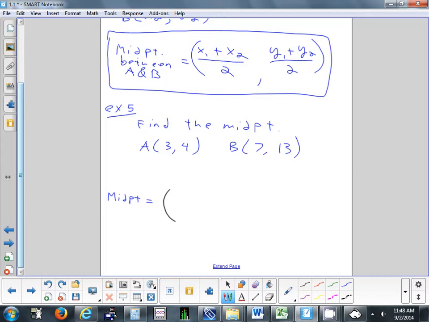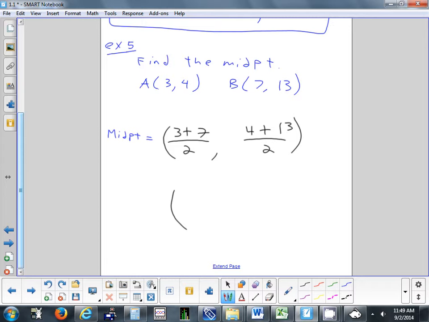Okay, Naisha, what is x1 here? 3. Sure, could be 3 or it could have been 7. It's not going to matter. So since you picked 3 for x1, that makes 7 x2. Okay, how about Lydia, what's y1? 7. No, I got 4. Yeah, if we're going to do it the same way we did before, the first coordinate we had be y1. Yep, so that's 4 plus y2 is 13. Okay, don't leave your answer like that. Simplify what you can.